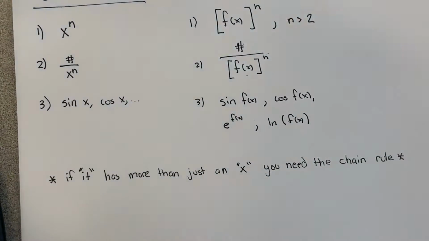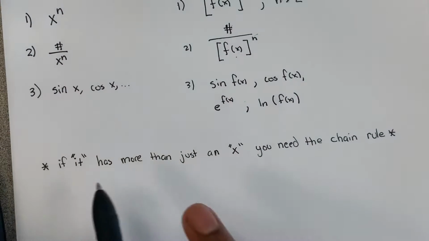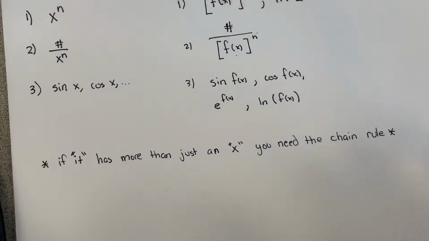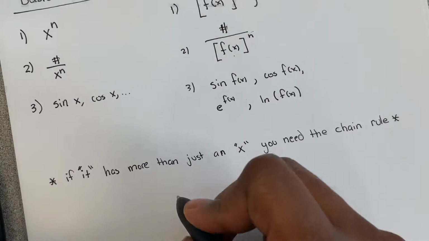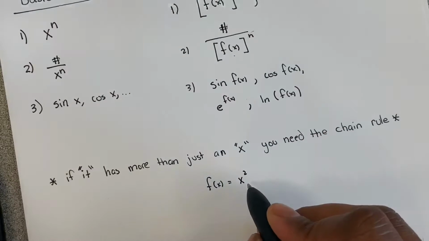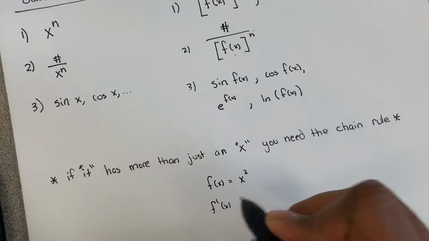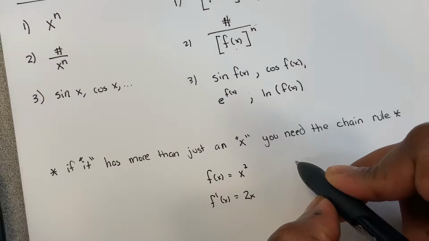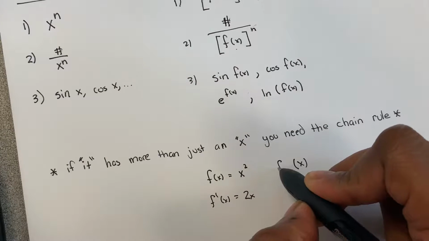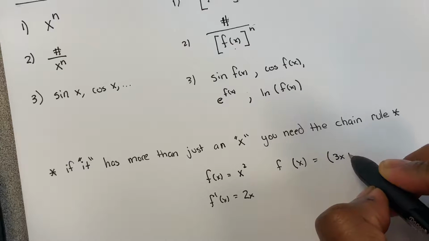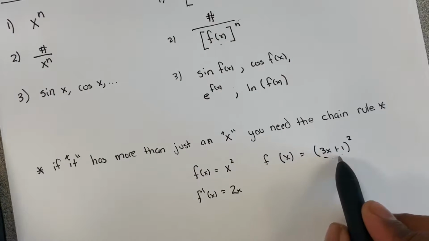And so there's this rule that if you have more than just an x, you're probably going to need the chain rule. There's no hard and fast method for it, but generally if you have more than just x, it's going to require the chain rule. For example, if we have just f of x equals x squared, it doesn't require the chain rule, its derivative is 2x. But if we had something more sophisticated, such as f of x equals, we'll say, 3x plus 1 squared, this requires the chain rule.